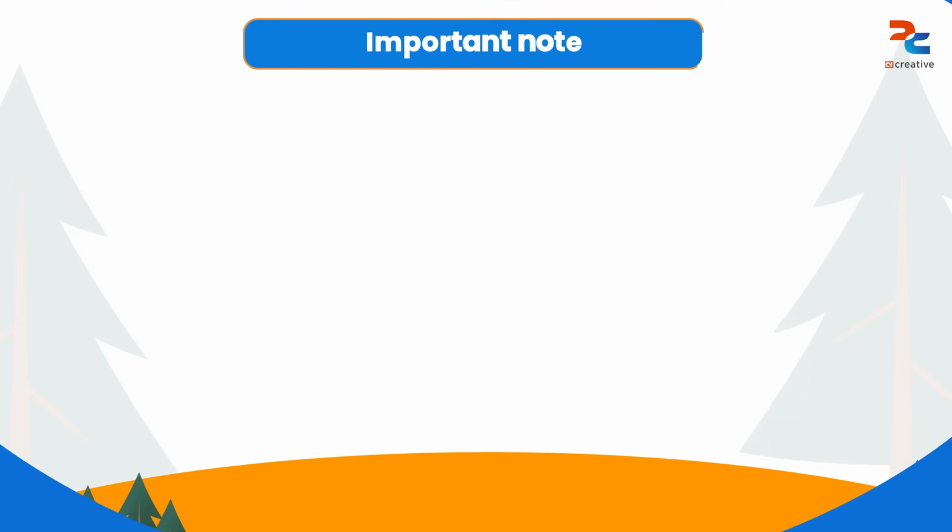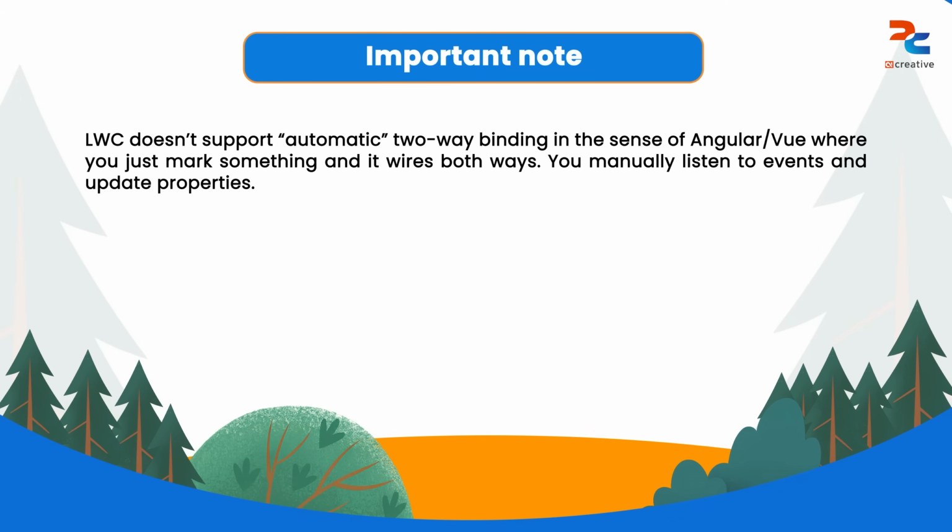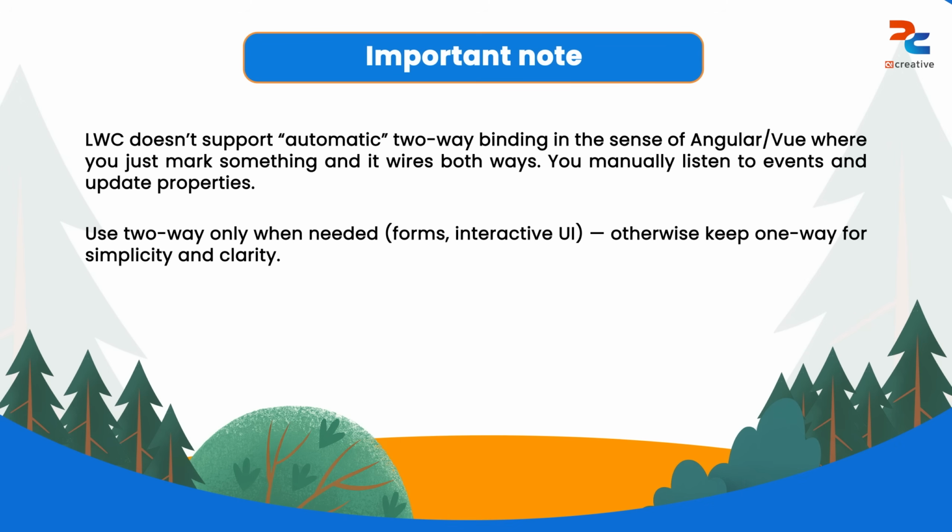Now let's go through some of the important points quickly. LWC doesn't support automatic two-way binding in the sense of Angular or Vue where you just mark something and it wires both ways. It doesn't happen like that. You should manually listen to events and update properties, and only use two-way when needed, like inside forms, inside an interactive UI component, etc. Otherwise, keep one way for simplicity and clarity.